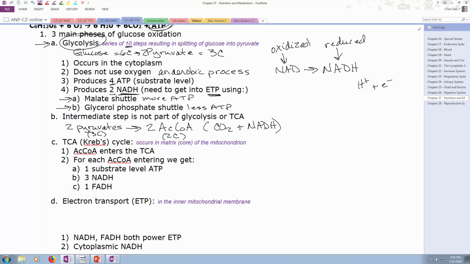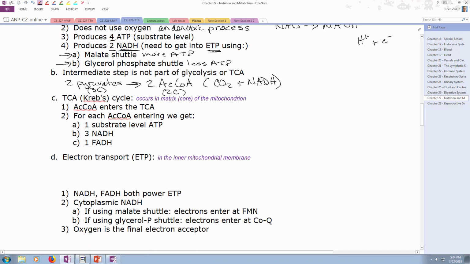Krebs cycle, or the TCA cycle, occurs inside the mitochondria, and the area inside the mitochondria is called the matrix, the mitochondrial cytoplasm.